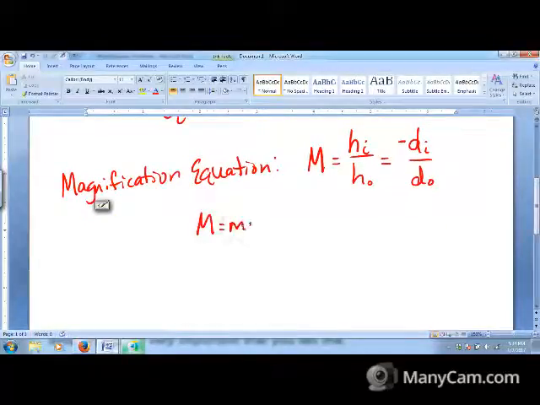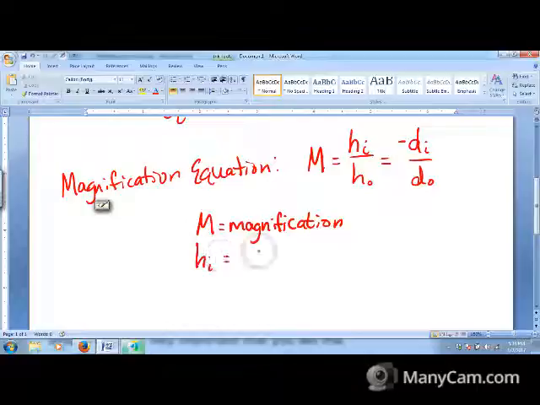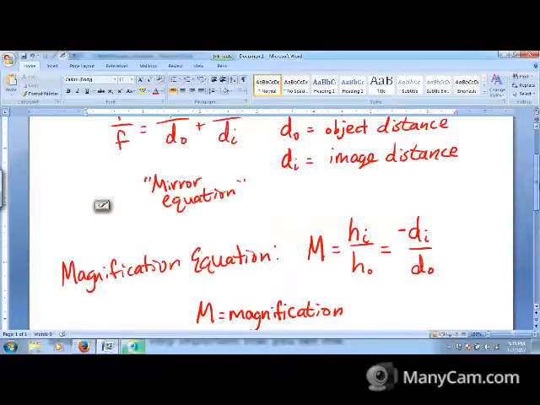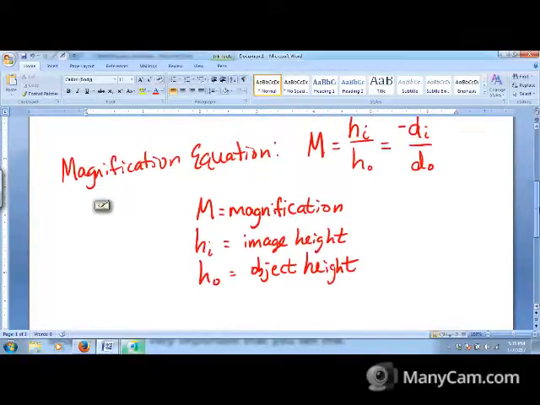M stands for the magnification. If it gives it to you in a problem, which is not very often, if it says the magnification is 2 or 1/2, it essentially gives you this ratio. h_i, well, h stands for height, and i signifies that you're taking the height of the image, so that's image height. And h_o is object height. So you put a pencil in front of a concave mirror, how tall is it? I'm not going to bother putting d_i and d_o again. It's the same object and image distance.